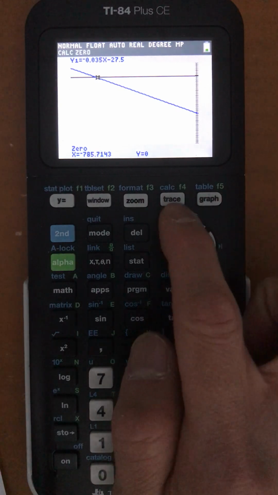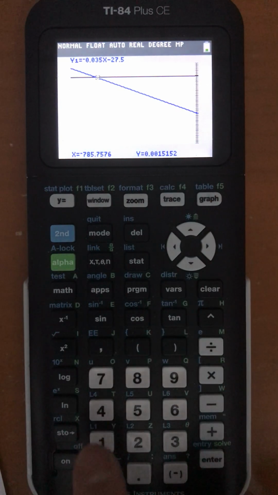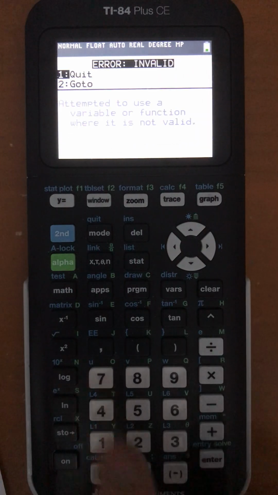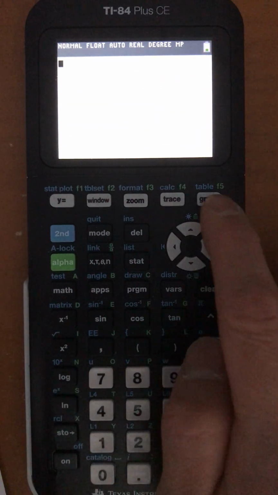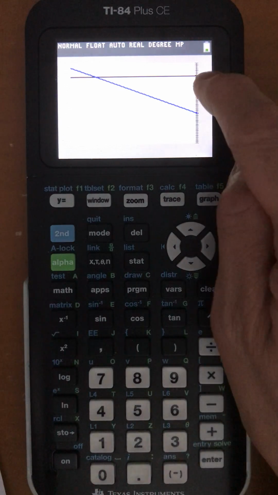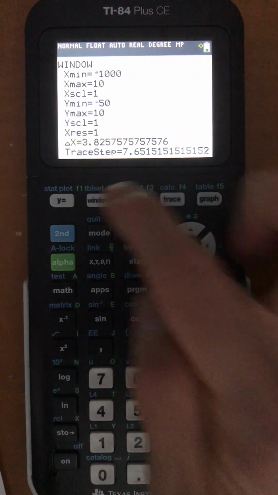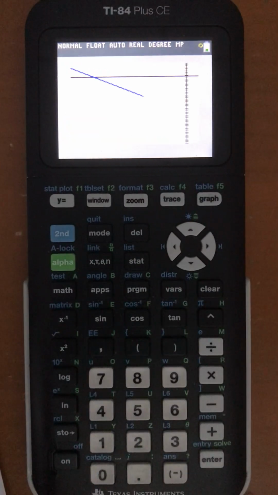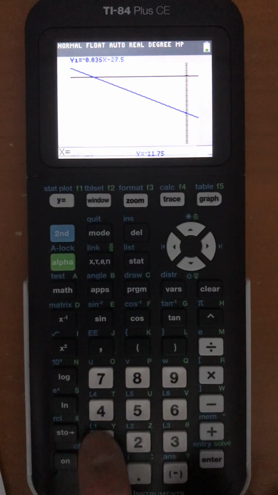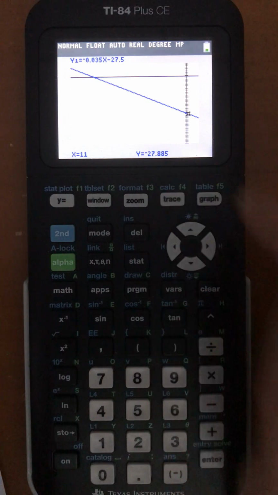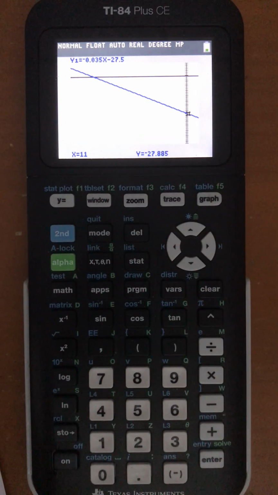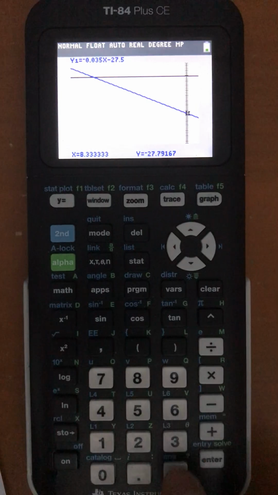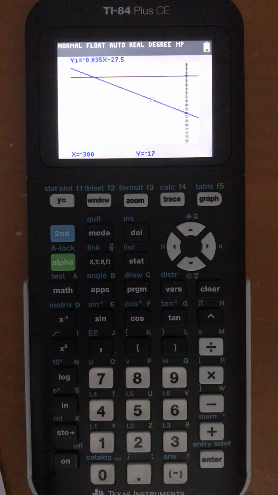Okay, determine the y value for the following x value. So this is a trace function, so trace for an x value of 11. Okay, invalid because I need to show more on my x side. Okay, so window, x max, let's make that 100. Okay, so let's trace this time, 11, and then I get a y value of negative 27.885. Okay, and then for an x value of negative 300, I get a y value of negative 17.